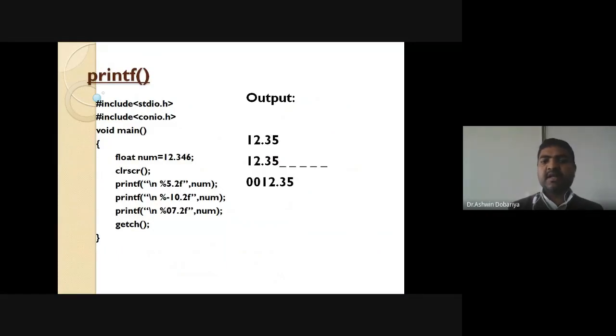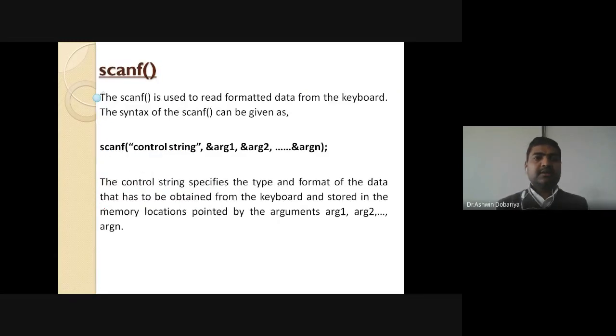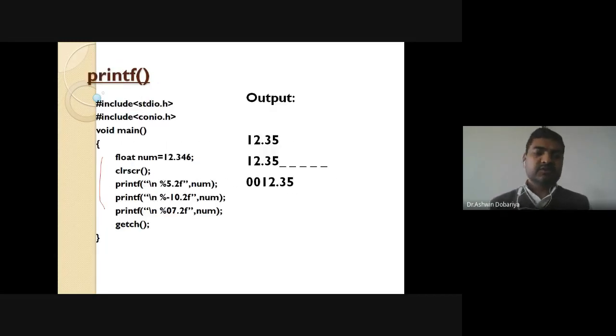This is again an example that we discussed. No need to explain this again. And here the printf function is over. Here this printf is over.